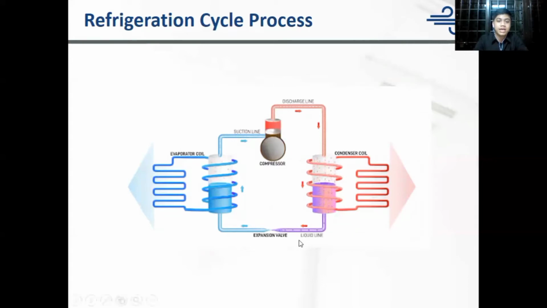So this is the refrigeration cycle process of an air conditioner. As you can see, the refrigerant flows from the evaporator coil to the compressor and then to the condenser coil, goes through the expansion valve before it drives to the evaporator coil again and is released into the room. So that's all for the description of an air conditioner.